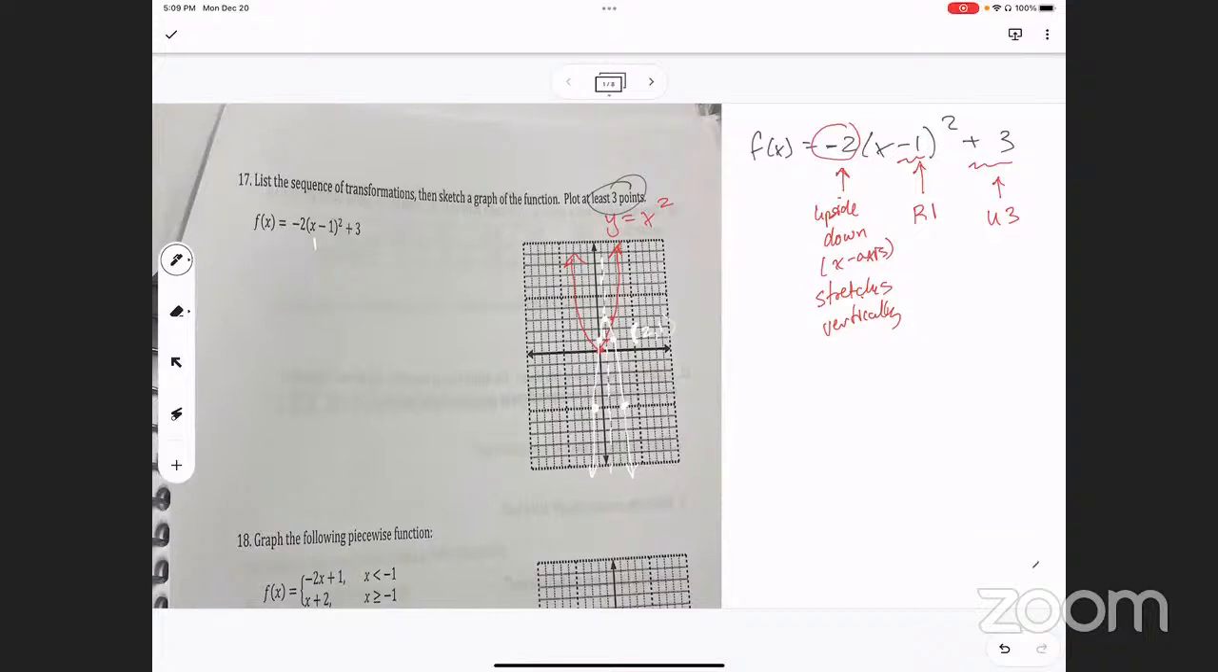We should get 2, 1. Plug in 2 and see if you're going to get 1 here. When you plug in 2, you get 1 squared, which is 1 times a -2 plus 3. And you sure do, you get 1. So 2, 1 is a point. And if you plug in 0, notice you're going to get the same point, because you still get -1, but that's squared. So you also get 0, 1. Okay, makes sense? Yep.